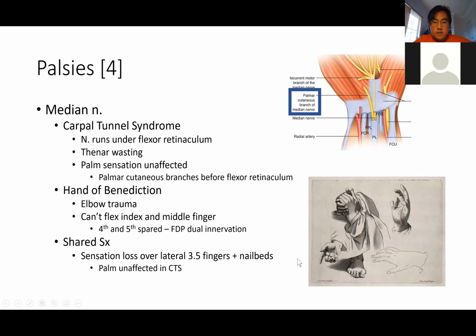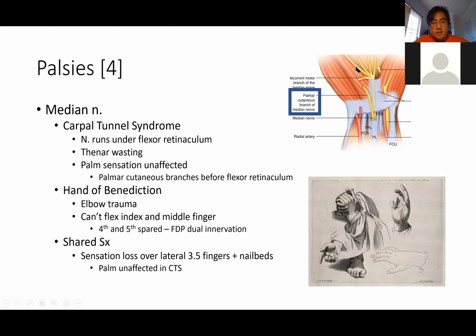Next, we'll talk about palsies of the median nerve, so paralysis of the median nerve. First, carpal tunnel syndrome. So flexor retinaculum compresses on the median nerve. So this is one of the branches that you need to know, the palmar cutaneous branch of the median nerve. So when you get carpal tunnel syndrome, your thenar muscles are going to be affected, as well as your lateral lumbricals. Okay, so your thenar muscles and lateral lumbricals, because they're supplied by the median nerve.